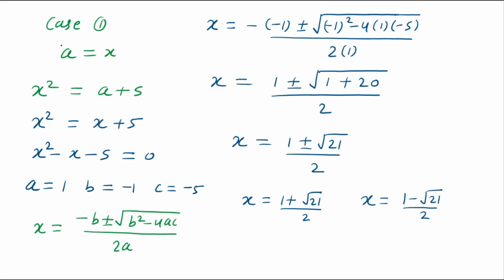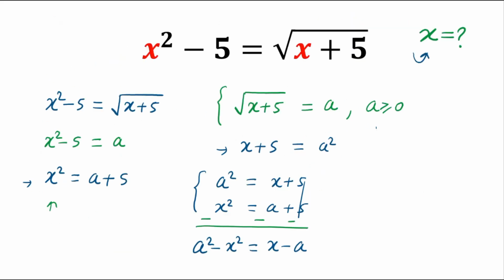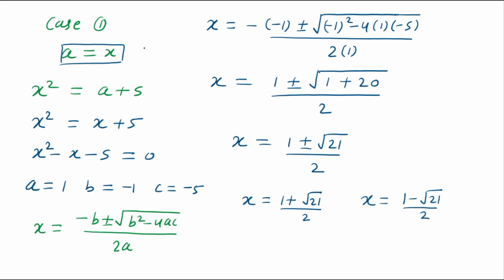Look carefully, we have here a is equal to x. And look here, a is greater than or equal to 0. Here a is greater than or equal to 0. a is equal to x and a is greater than or equal to 0. So here we can say x is also greater than or equal to 0.